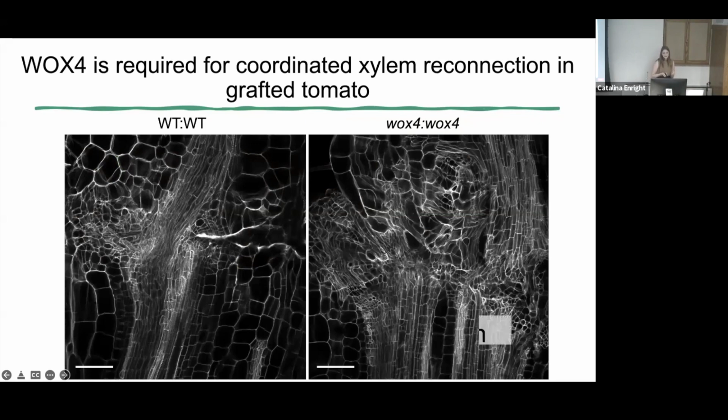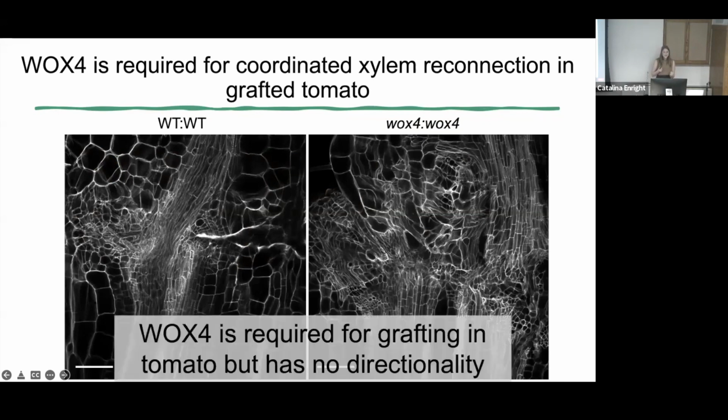So we were able to show that WOX4 is required in grafting in tomato, but it actually has no directionality. That means it can be present in both sides of the graft, or it can be present in just one, and that's enough. And there are lots of open questions on WOX4, and I think you'll see more of it from the Frank lab.